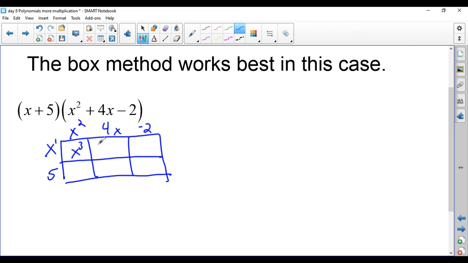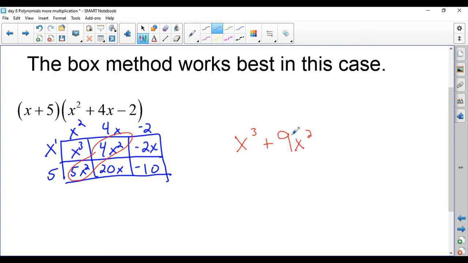And I'm going to go straight across first. X times 4x is 4x squared. X times negative 2 is negative 2x. On the bottom row, 5 times x squared, 5 times 4x, 5 times negative 2. And then I need to combine any like terms I have. So here I have the x cubed. But then if I look on here, these two terms on this diagonal are both x squared.